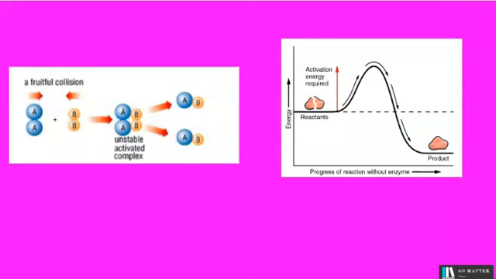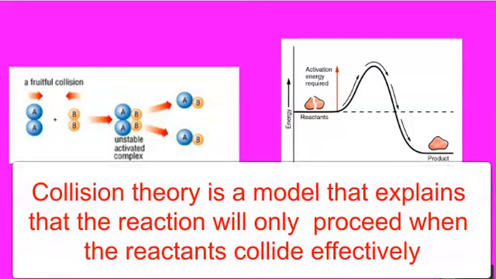If the colliding particles are in correct orientation and have sufficient kinetic energy to overcome the activation energy, then an effective collision will take place. This is known as the collision theory. The collision theory is a model that explains that a reaction will only proceed when reactant particles collide effectively.